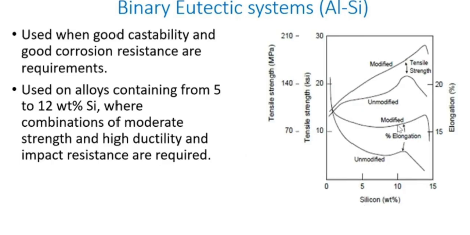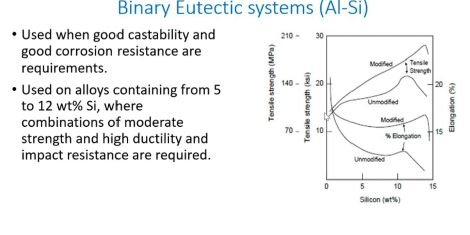So this is the initial property without adding sodium. This is the percentage elongation, and this is the unmodified. But as you add sodium, you can see the strength has increased significantly. This is the unmodified strength, and this is the final modified strength. See, the strength of aluminum is about 70 something or 80, right? Can you see my mouse? Yes, sir. You look at this tensile strength. This is in kilopounds per square inch, so it's about 80 megapascal.